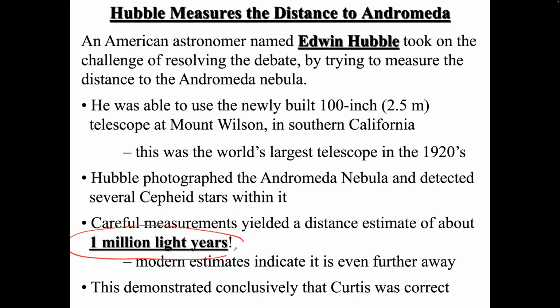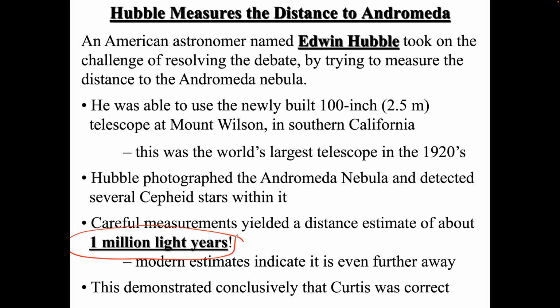This nebula is around 1 million light years away, and modern distance estimates actually show that this is even further away, but this was what he found at that time, right? Now what is the conclusion now?